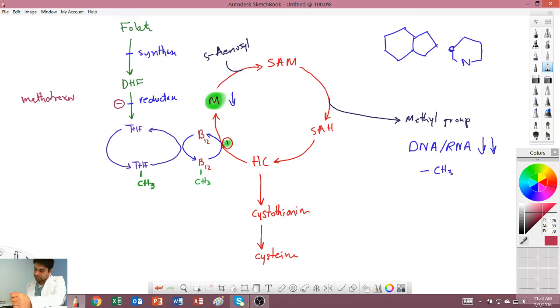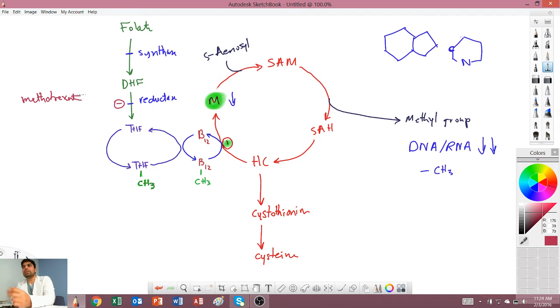Methotrexate inhibits this dihydrofolate reductase enzyme. So it will only act on which cells? Dividing cells. Non-dividing cells should not be affected. So you need folate for cell division in a sense, especially B12. So that's one thing.